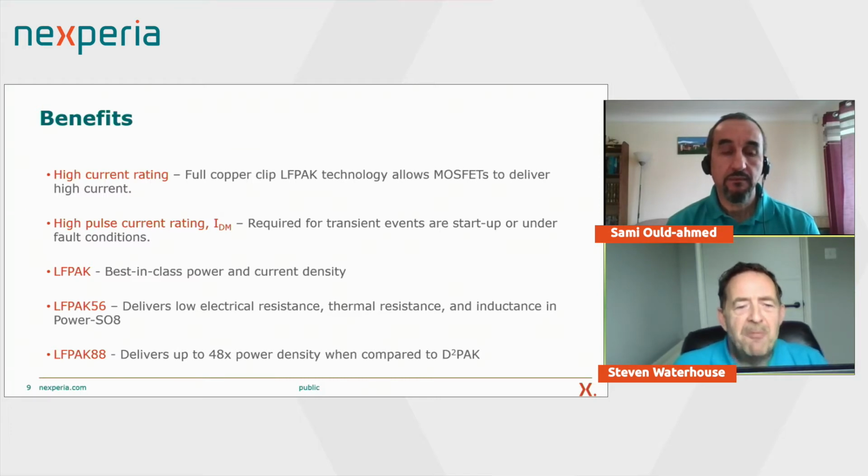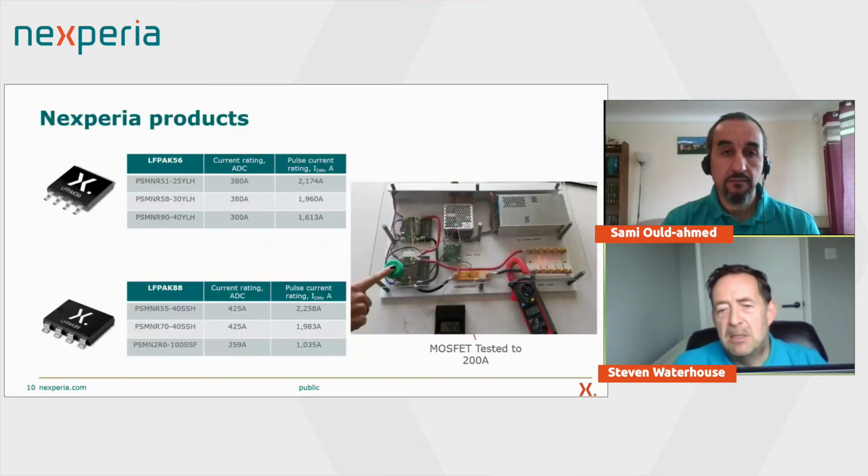We know that the LFPAK is best in class in terms of power and current density. In fact, we have a device which is an 8x8, and you can see there at the bottom that it delivers up to 48 times the power density when we compare to a D2 pack. And not only that, because we've got this full copper clip construction and there's no internal wires or glue, we know we get a very low electrical resistance, a very good low thermal resistance, and also the inductance is very low as well.